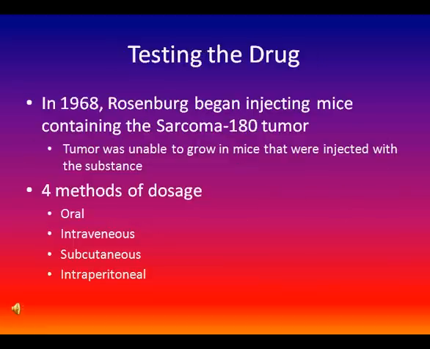Rosenberg put cisplatin to the test by injecting mice affected by the sarcoma 180 tumor with the drug. He also tested it on mice with the L1210 tumor, in which the drug was administered via four methods: oral, intravenous, subcutaneous, and intraperitoneal. The four methods were used in order to determine which was the most effective at eliminating the tumor.